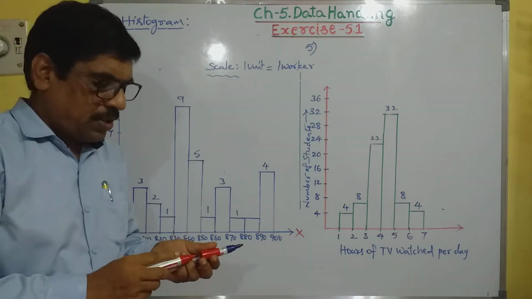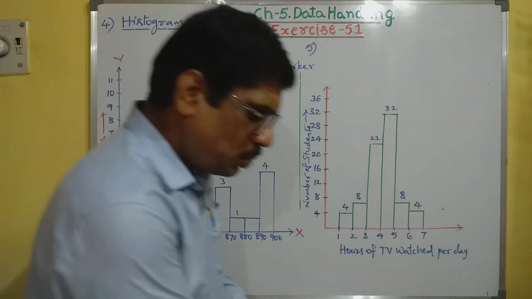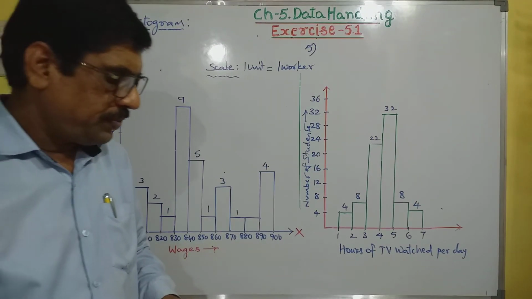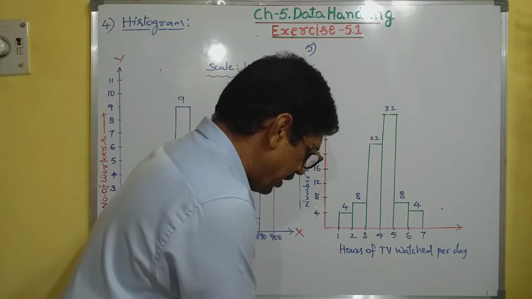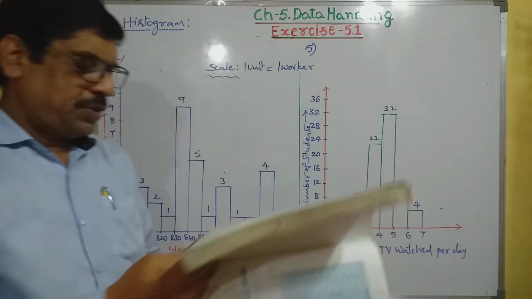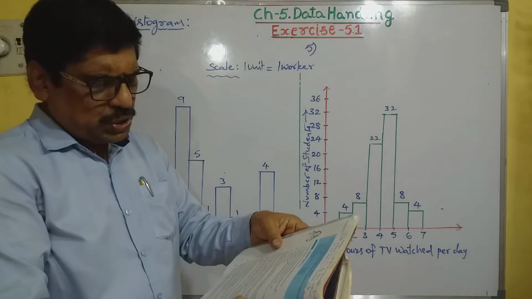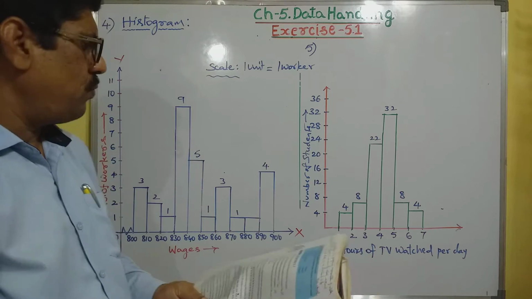This is the histogram. From this histogram, we have to answer the questions below the problem. Okay, the questions he has given. Look at this, the first one: which group has the maximum number of workers?